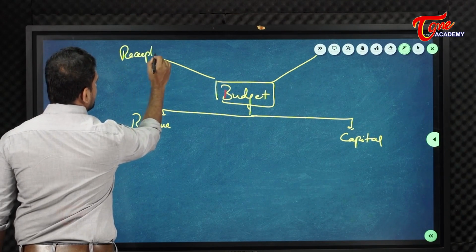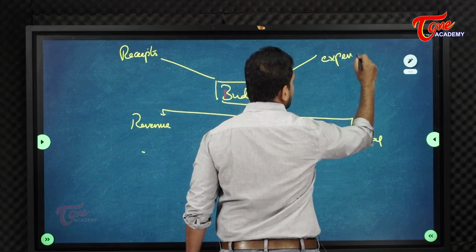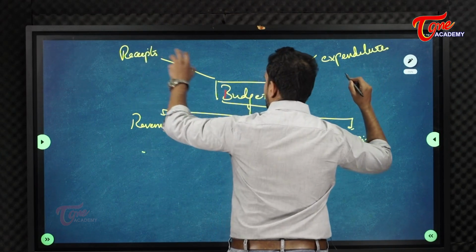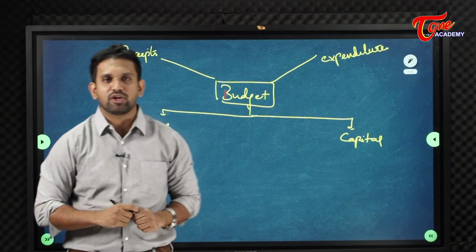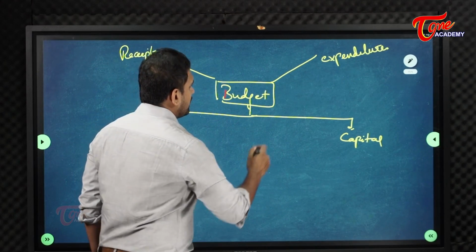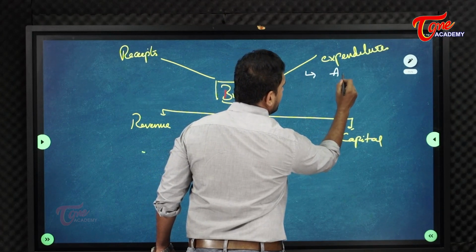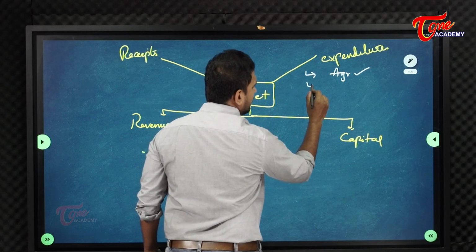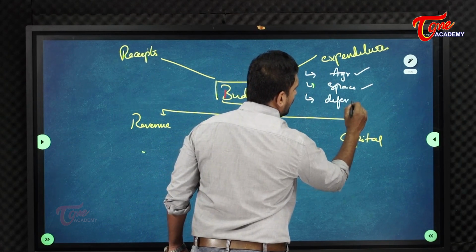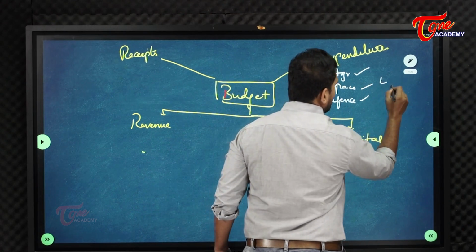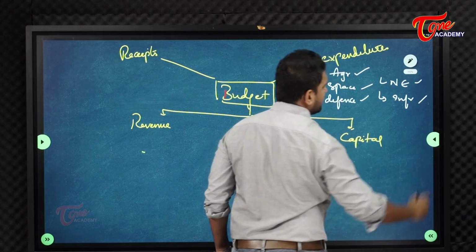Receipts, means the money government is getting, and expenditures. Expenditures means whatever money the government gets is going to be spent on various activities. What could those activities be? For the development of agriculture, how much money is allocated? For space, for the defense of the country, for nuclear energy, for the construction of infrastructure projects, how much money is allocated?